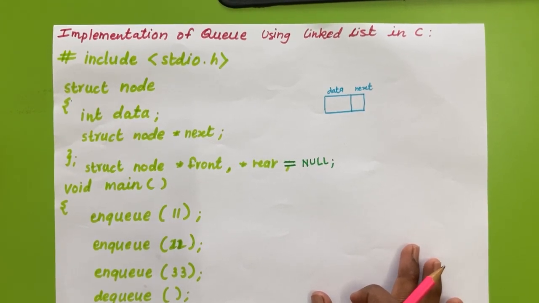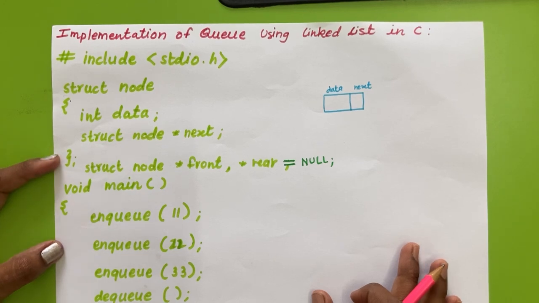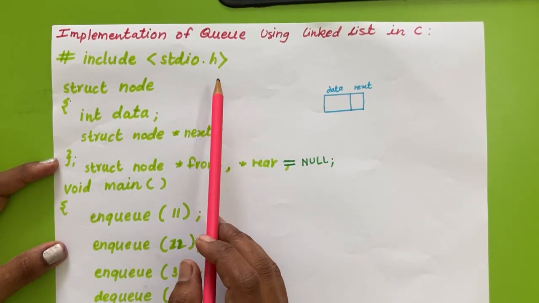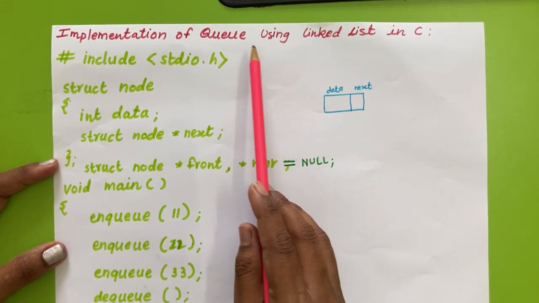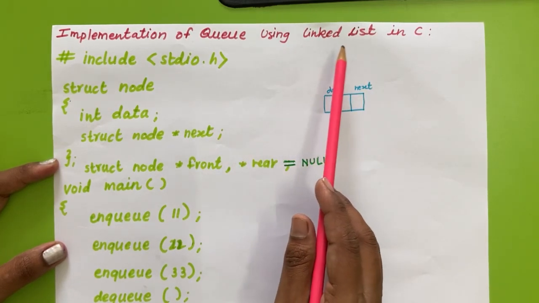Now in this video we are going to implement the queue using linked list in C programming. So while implementing queue using linked list, we will implement queue by using singly linked list.